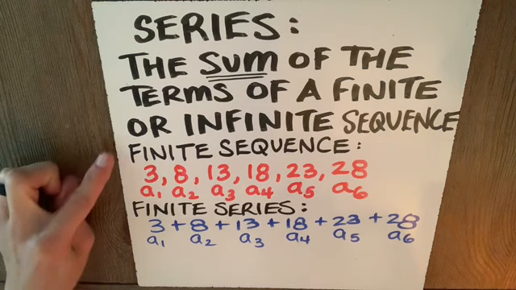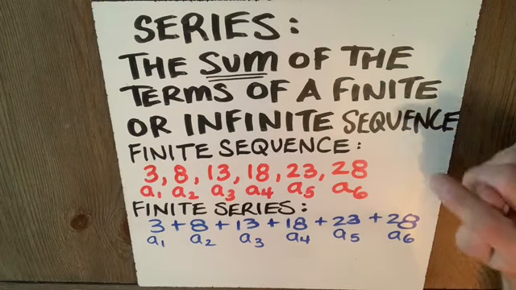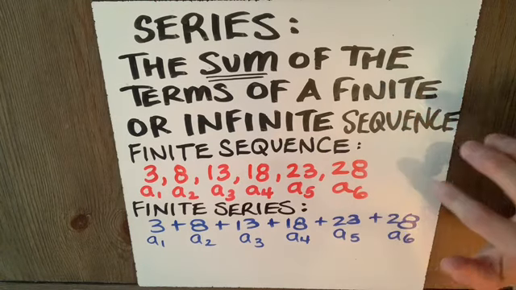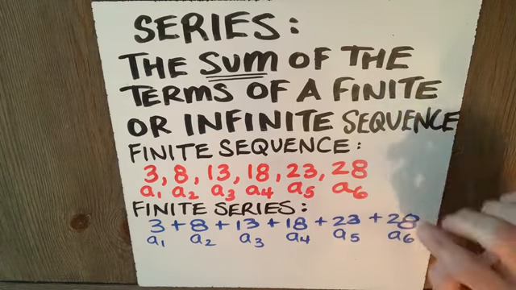If I take this finite sequence, notice it's a finite sequence because it doesn't go on forever. If we see no ellipsis here, we know it stops at 28.